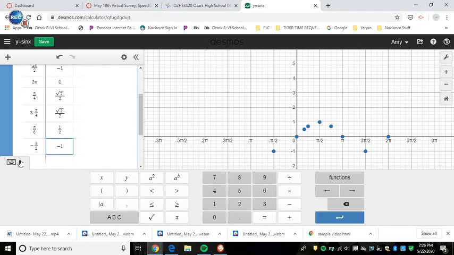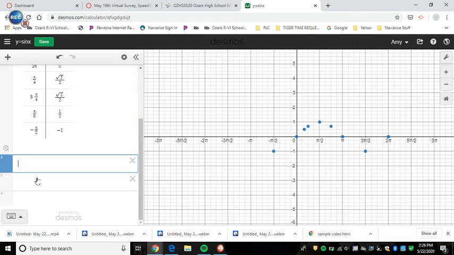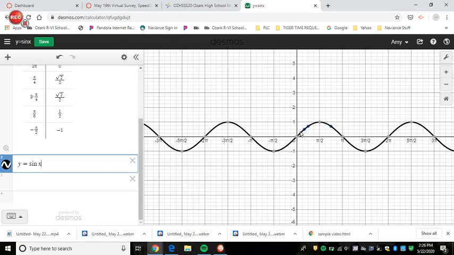And I'm going to go ahead and type in what we found: if the x value was in terms of pi, we would get a y value. And I'm going to go ahead and type in y equals sine x. And you can see how this curve goes right through every single point that we just have.